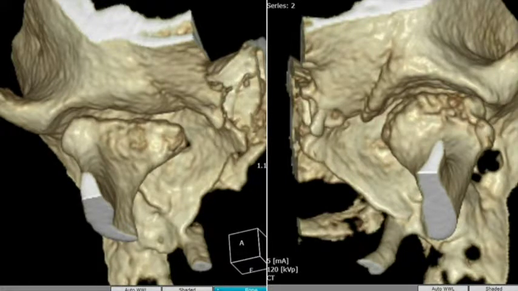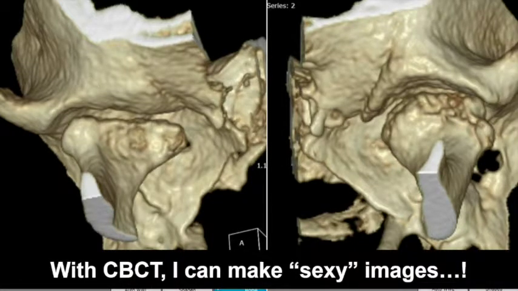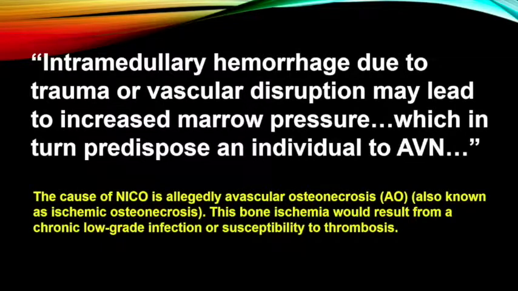This is a different patient. This is a nice scan. You can see the surface topography. You can see the alteration, the difference in size of the two heads. So I can make these images. You can make these images. You just have to learn how in the software, and you have to have good software. So, see, I can make sexy images.